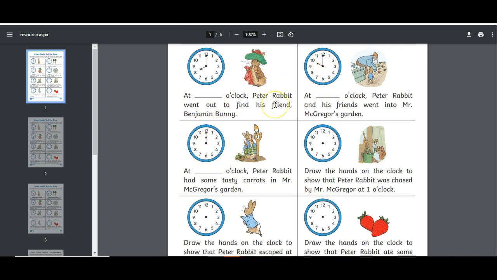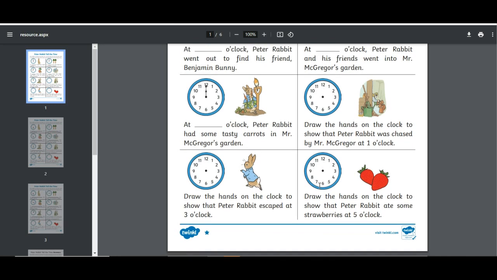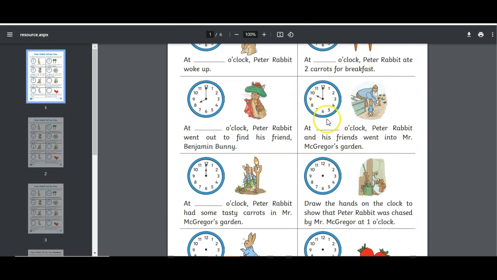Okay, so the first 5 questions gave us the time on the clock, and we just had to read the time. The following questions ask you to draw the clock hands onto the clock. So let's have a look at this one. It says, draw the hands on the clock to show that Peter Rabbit was chased by Mr. McGregor at 1 o'clock. So looking at our previous questions, we see that the hour hand points at the number and the minute hand points at the minutes at 12.